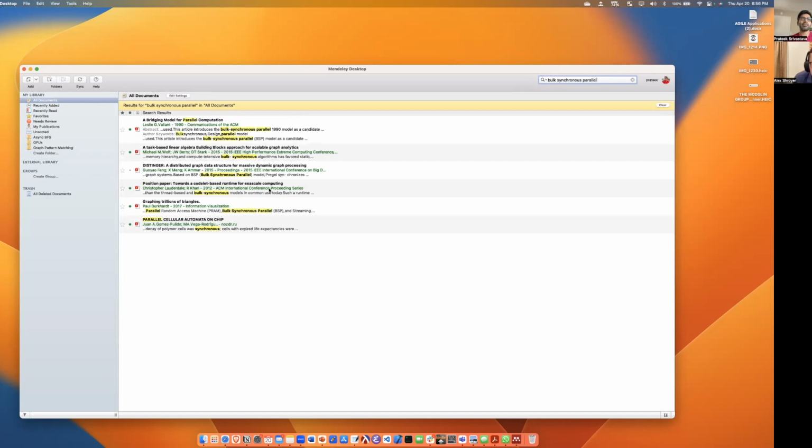Let me close these and look at this. Is the font too small? Well, my eyes are older than yours. It looks like it's matching for bulk hyphen synchronous parallel. So you search for three separate words, all lowercase: bulk, synchronous, and parallel. And it's finding the hyphenated version, it's finding one that's all caps, finding different capitalizations. That's pretty good.